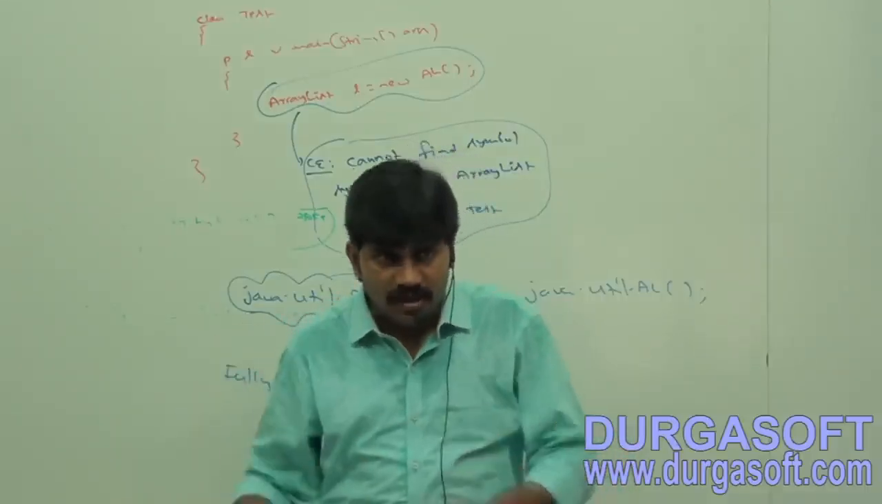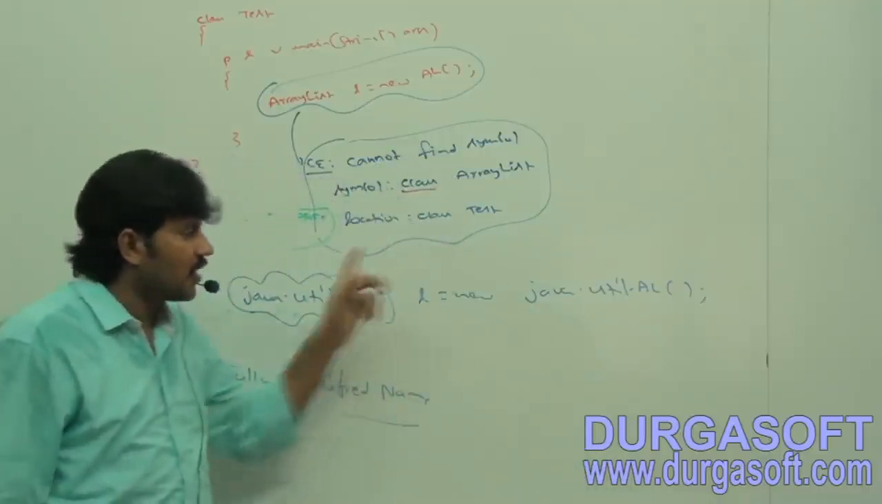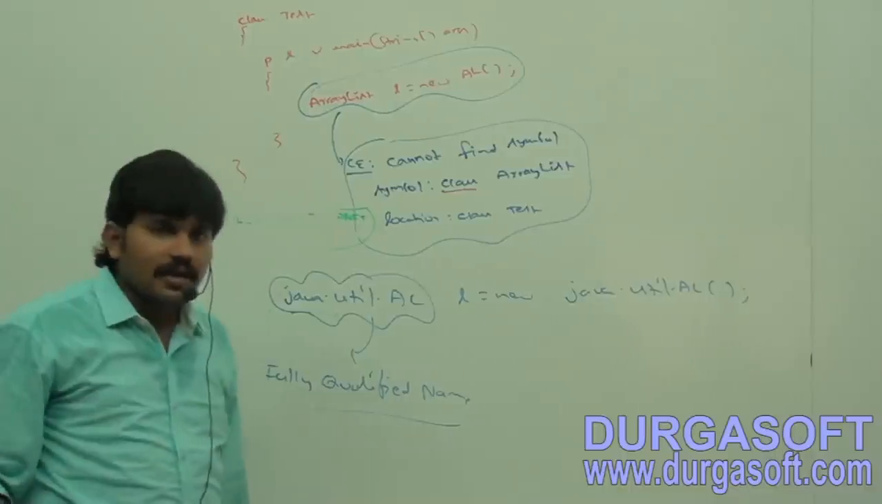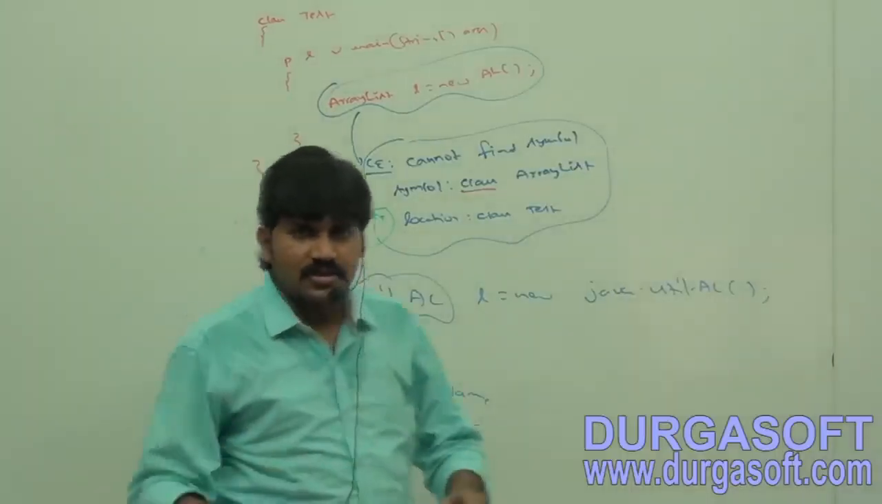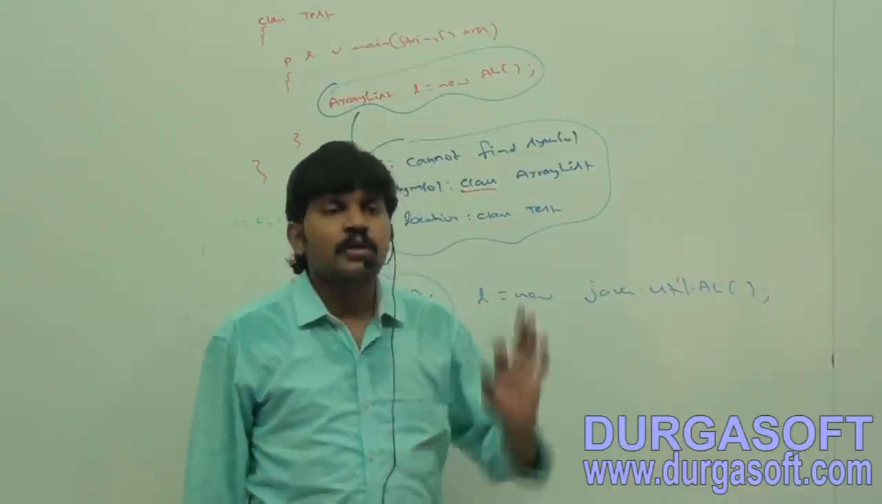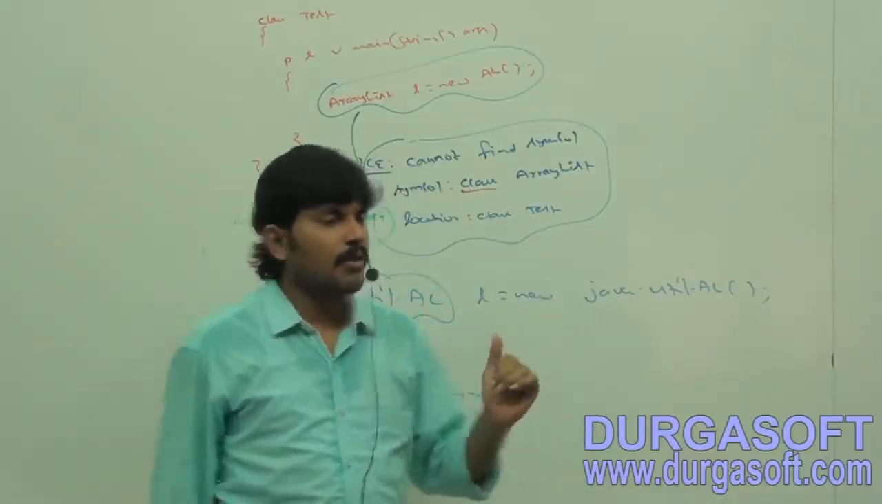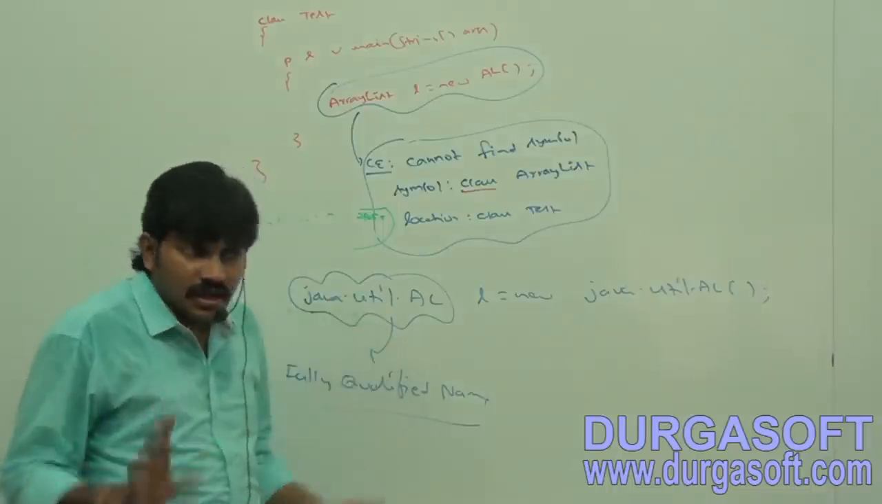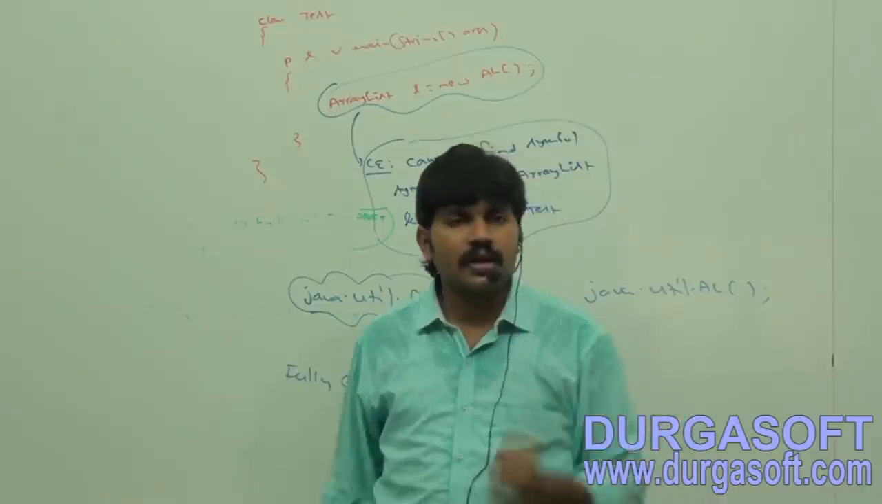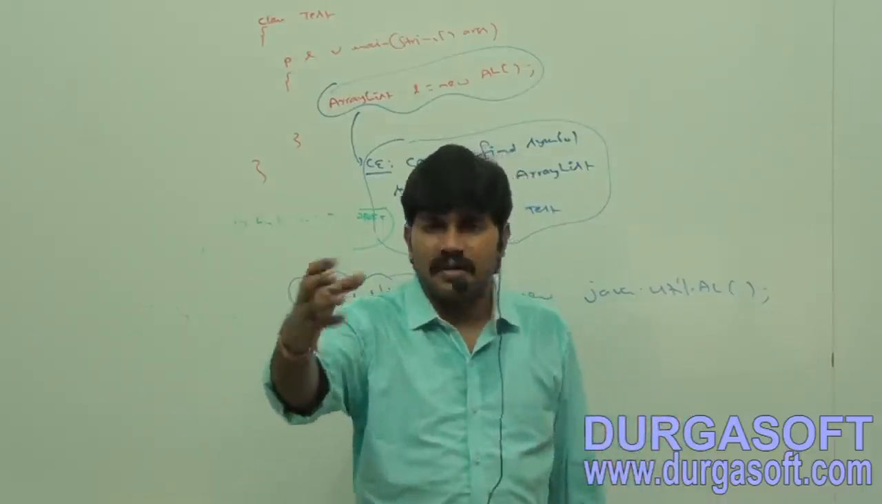So java.util.ArrayList, every time java.util.ArrayList. If I want to use ArrayList 100 times, 100 times we have to type java.util.ArrayList. Is it a problem or not? Yes. The main problem with the fully qualified name is that it increases the length of the code and reduces readability, right?